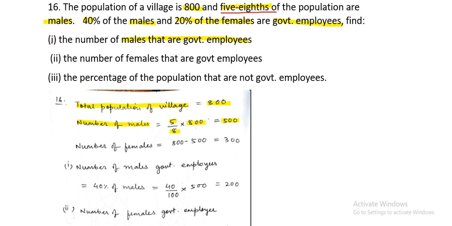Now the number of females will be how much? You see total is 800. Out of that male is 500. So female will of course be 800 minus 500, that is 300. Now in part 1 they are asking us to find the number of males that are government employees. In the question it is given that 40% of the males. Now total male is 500. So 40% of 500 will be our government employees, that is 200. 40 by 100 into 500.